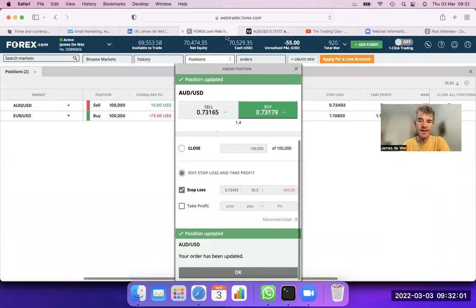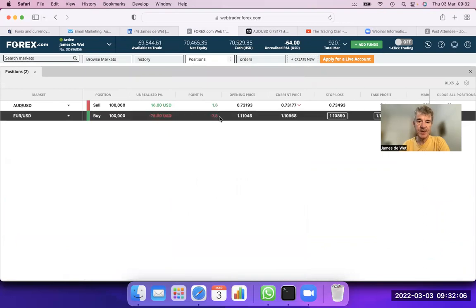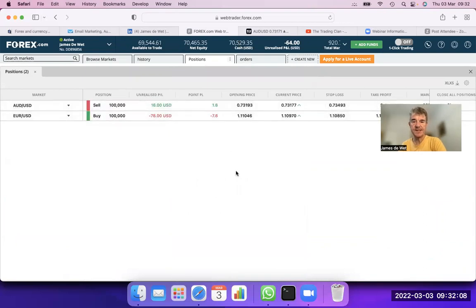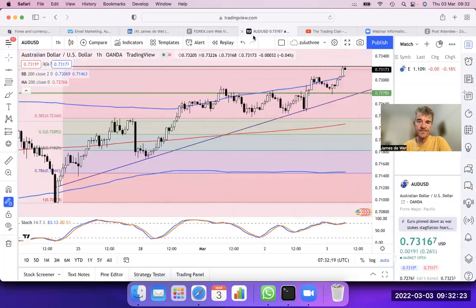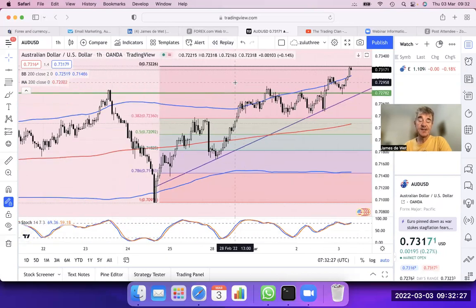Let's just have a look over here. That's been updated. And the Australian dollar is 1.567 pips in profit. All right, so those are the two trades. I don't know what's going to become of these. I don't really mind either way, because, like I said, they are very small positions. And I'm not too fussed.